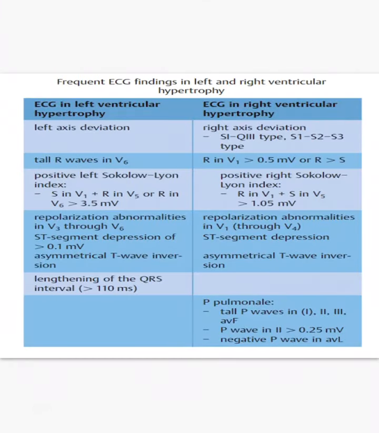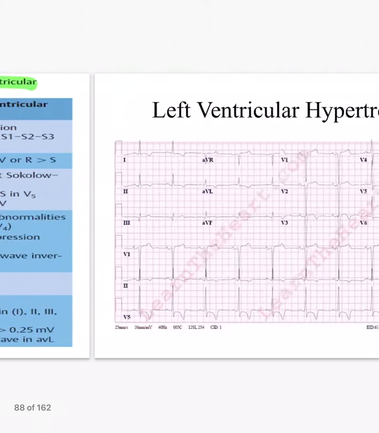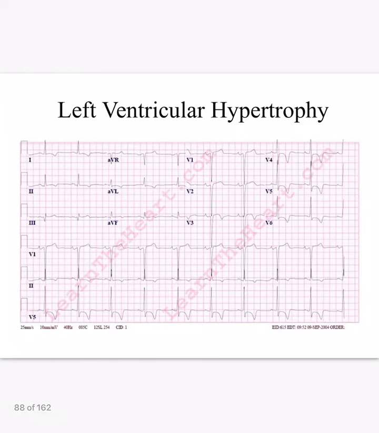Now coming on to the ECG findings in right and left ventricular hypertrophy. For left ventricular hypertrophy, we have a very important criteria, that is known as the Sokolov-Lyon criteria. So what is in accordance to this criteria? S wave in V1 plus R wave in either V5 or V6 should be more than 0.35 millivolt. Okay, that is important. See, let's try counting it.